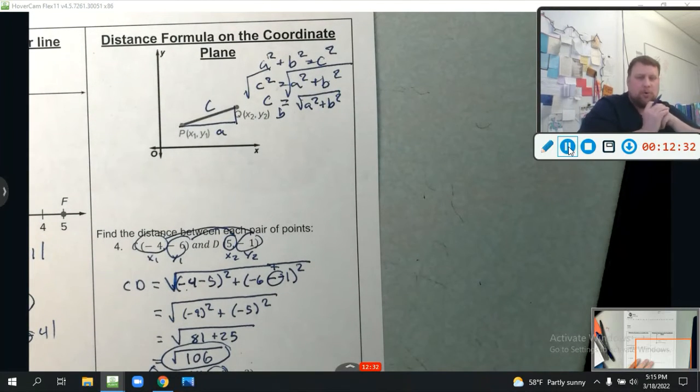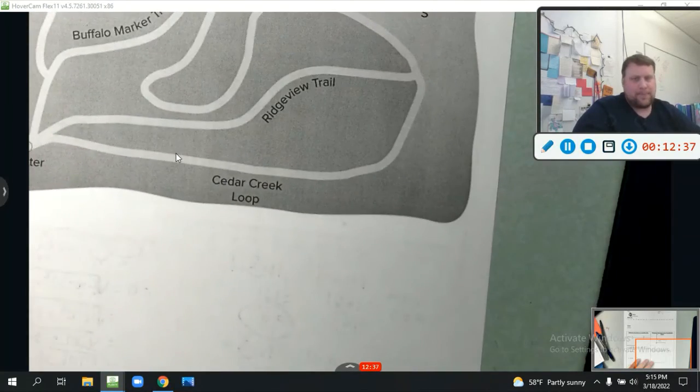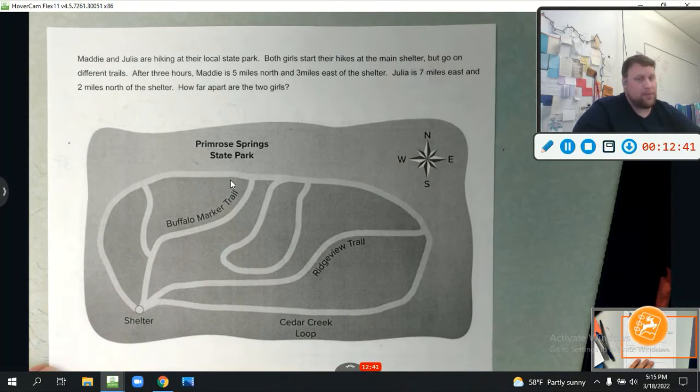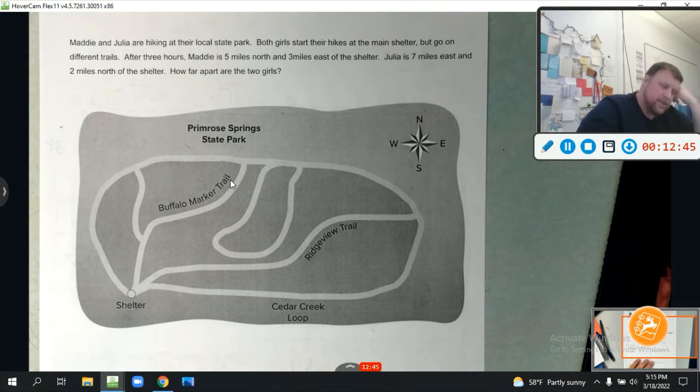But let's go ahead and do one more problem. Let's take a look at it, and then you're going to be practicing on your homework. This is a practice-makes-perfect kind of situation. So Maddie and Julia are hiking at their local state park. Both girls start their hikes at the main shelter but go on different trails. After 3 hours, Maddie is 5 miles north and 3 miles east of the shelter. Julia is 7 miles east and 2 miles north of the shelter. How far apart are the two girls?